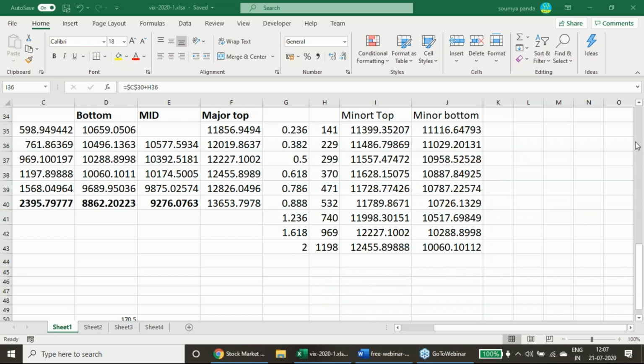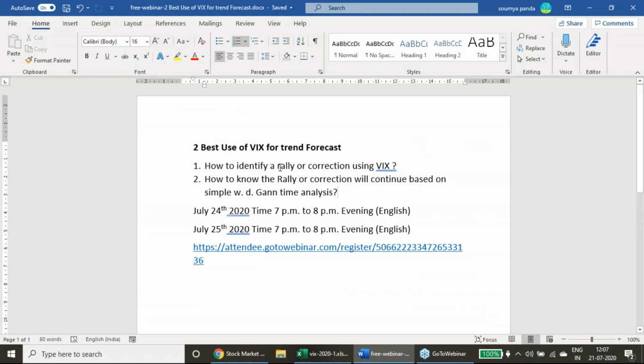As I told in the beginning, we have scheduled in this session how to identify a rally or correction. This is very important. Using the VIX, how to identify whether a rally or correction will continue, based on Gann's time analysis. So, simple Gann's time analysis. If you want to learn these two concepts, join this program.